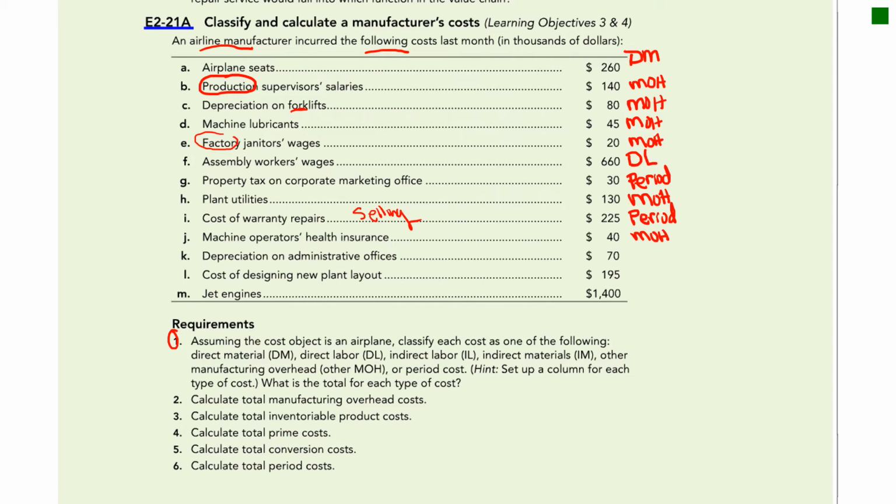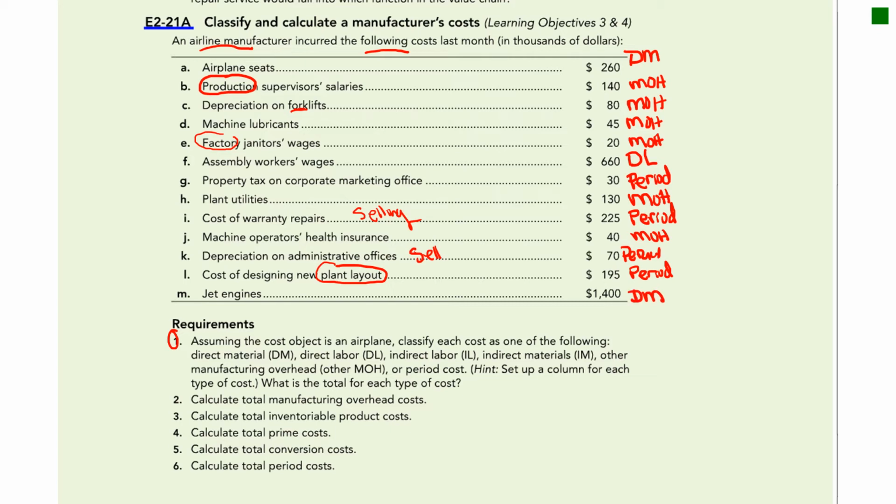And let's see, we've got depreciation on admin offices. So again, this is selling. So that would be a period cost. And then we've got letter L, cost of designing new plant layout. So if you think about this, that $195, that's before production because you're designing it beforehand. So that's going to be expensed. So that would be a period cost. And then finally, the jet engines, the 1400, that's going to be a direct material.